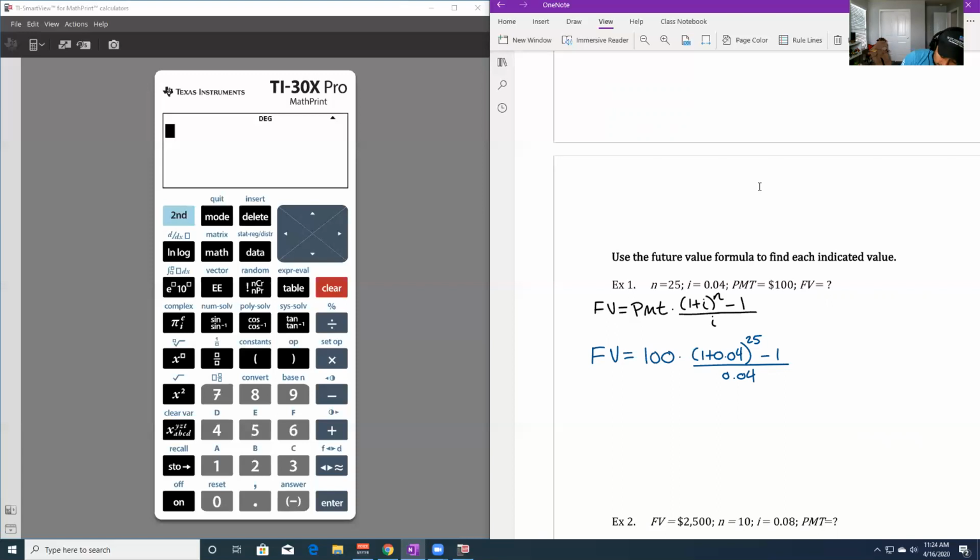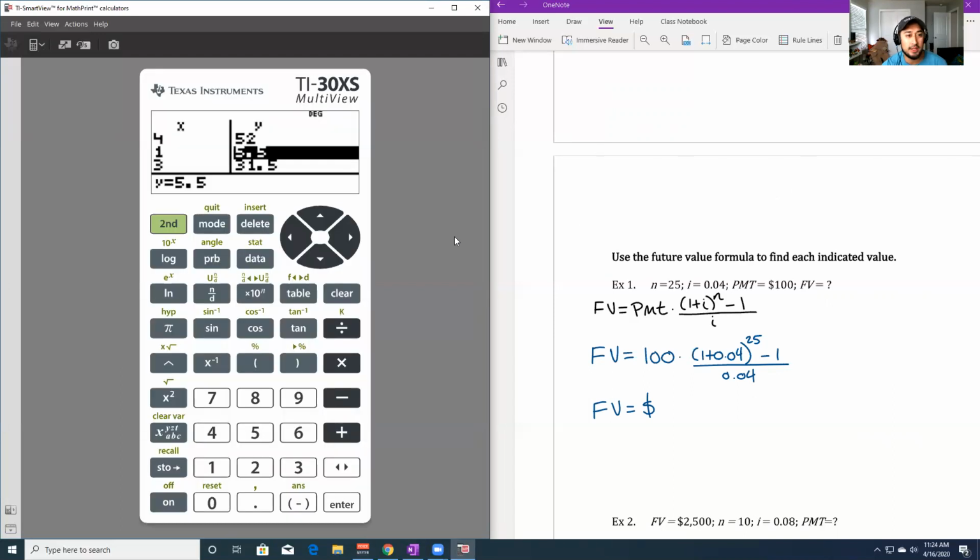Okay, which means let's go ahead and type it in the calculator. All right, how do we type this in the calculator? Well, let me come back to this one, just the regular TI-30XS.